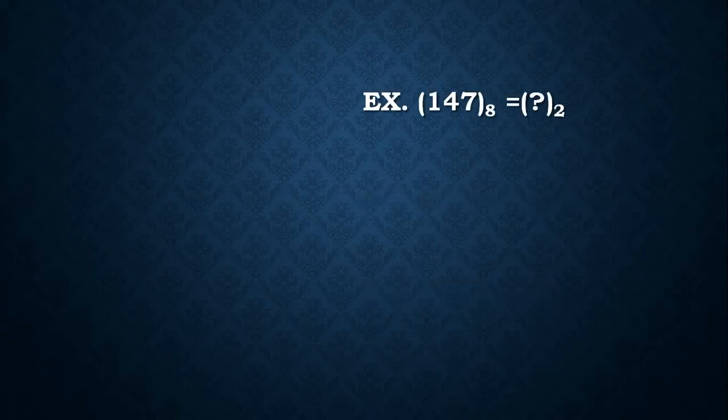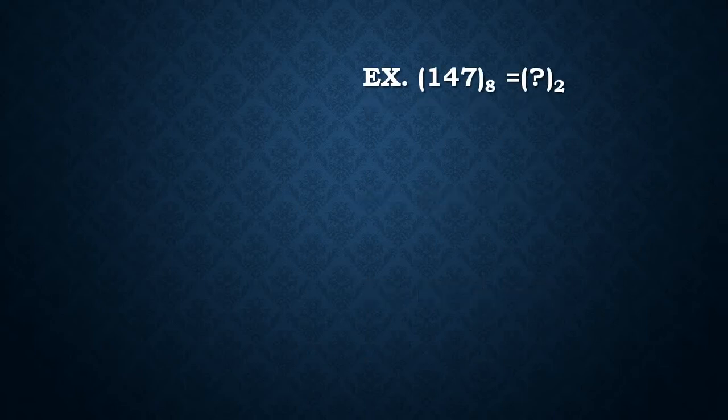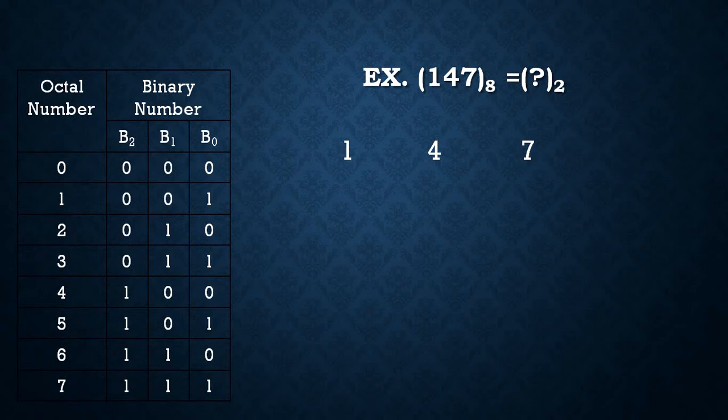Now we focus on the first example. The example is 147 to the base 8. Now we have to convert it into binary. For the conversion, we first write the number separately as 1, 4 and 7. Now we again focus on the relation table. For 1, the binary number is 001. We write it here as it is. For 4, the binary number is 100, and for 7, the binary number is 111.